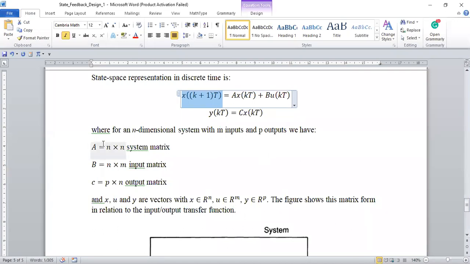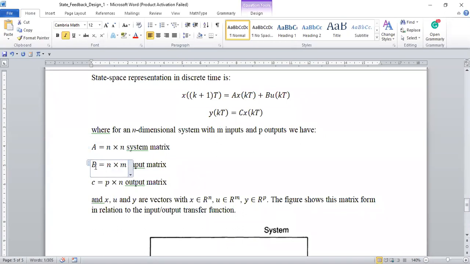So the analogy of the derivative is the difference equation in the discrete time domain. And this should be the dimension of your A matrix. The A matrix should be an n by n matrix, so it should be a square matrix where n is the number of states. If you have two states, the A matrix is going to be 2 by 2. If you have three states, the A matrix must be 3 by 3. For 4 states, the A matrix must be 4 by 4. So the A matrix is always a square matrix.